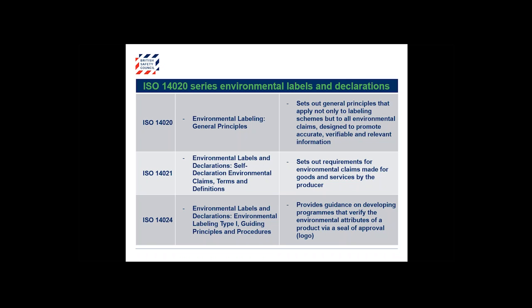Okay, so 14,024 is really related to what we call Type 1 logos. So if you've seen the EU Eco label, the Forest Stewardship Council, Marine Stewardship Council, these sorts of labels give permission, they certify that the company which makes the product has to follow certain practices, certain information, certain procedures in order then to be able to put that stamp, that label on their product. And 14,024 lies behind those particular logos.